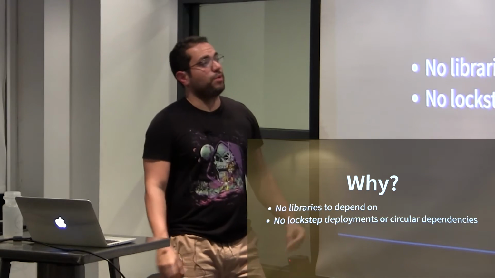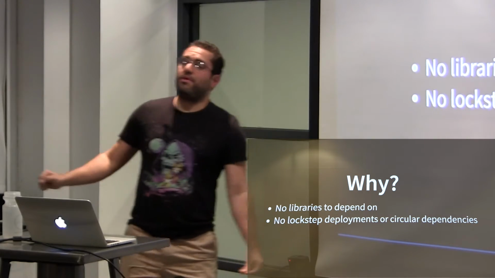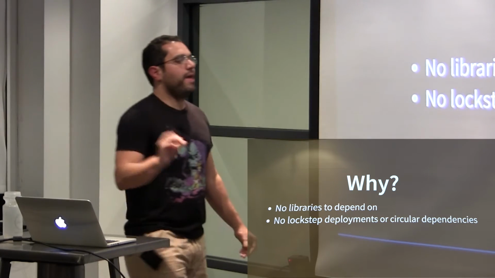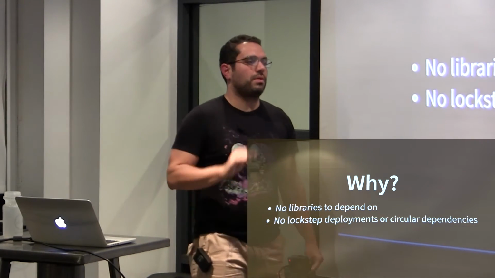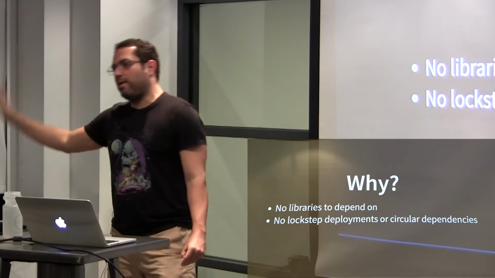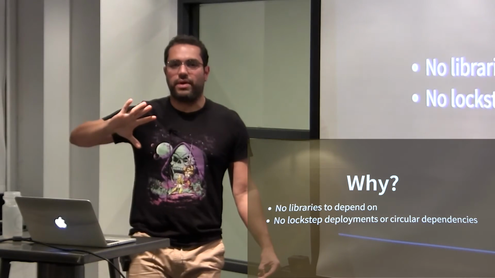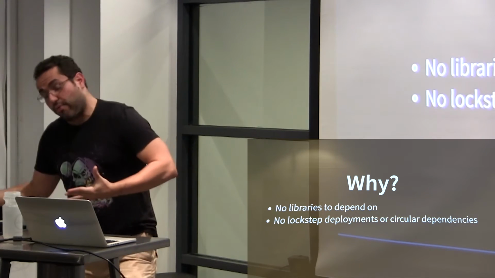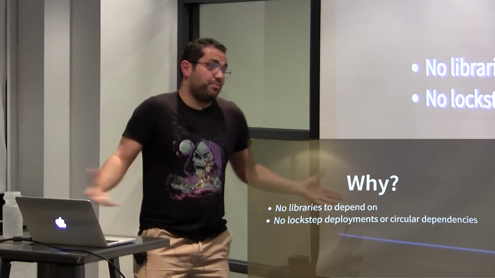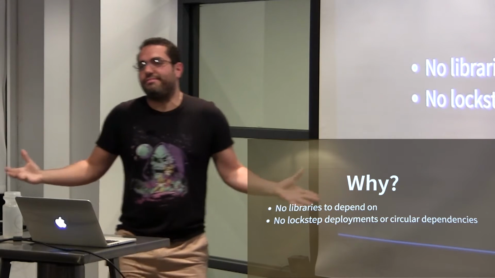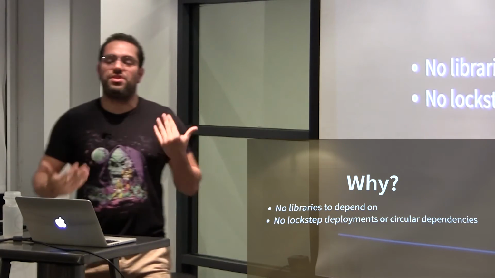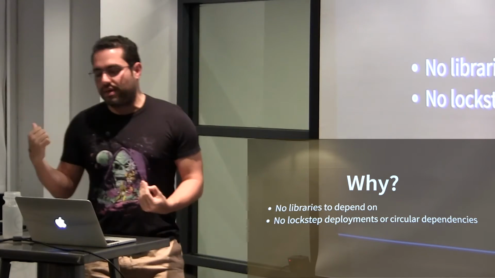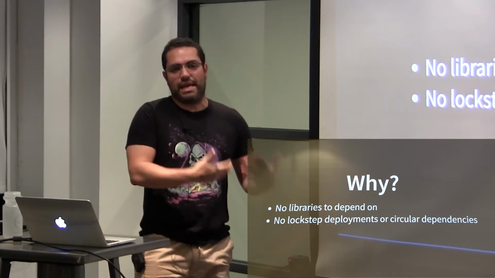So this is the why. There are no libraries to depend on. People have no dependency on any gateway code at all, and there are no lockstep deployments or circular dependencies. The gateway does not depend on anyone, and people do not depend on the gateway. So the gateway runs, and if your service is running, it's going to get requests. If your service is not running, then we're just going to fail with a 500 that you're not there. The gateway does not depend on people to go up, and people do not depend on the gateway because they don't even know where the gateway is.